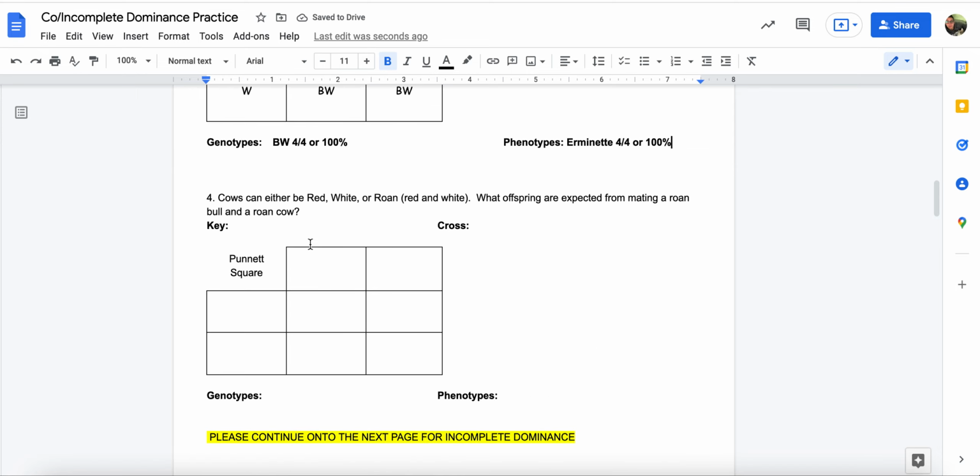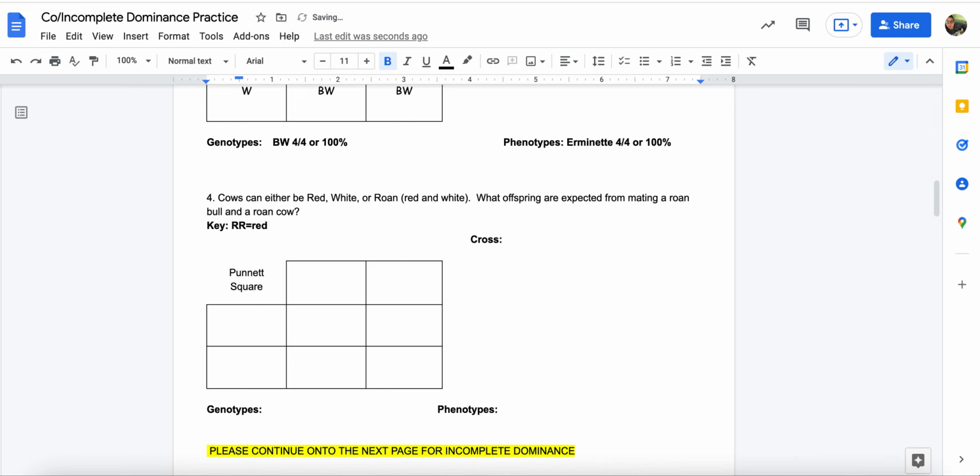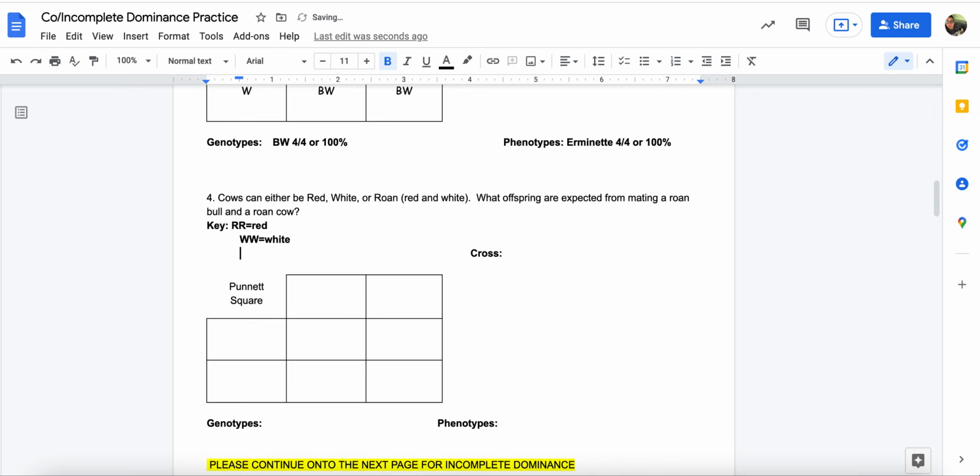Now we're doing another problem, different information, so we can't use the same key. We're going to make a new key. So cows can either be red, white, or roan. Roan is a red and white spotted cow. So let's do our key. So we're going to use capital R. That's going to be red. We're going to use capital W. That's going to be white. And then we're going to do capital R, capital W. That's our roan, which is our red and white cow.